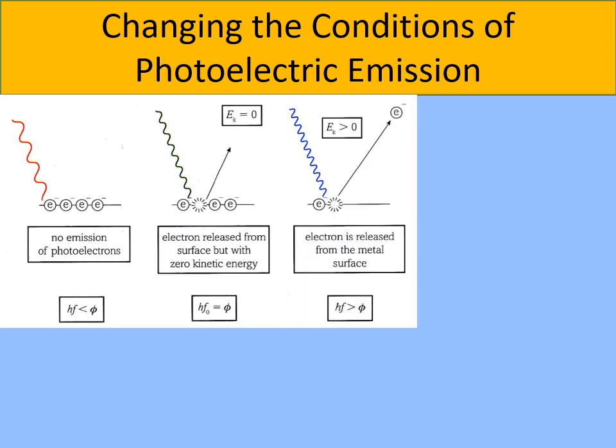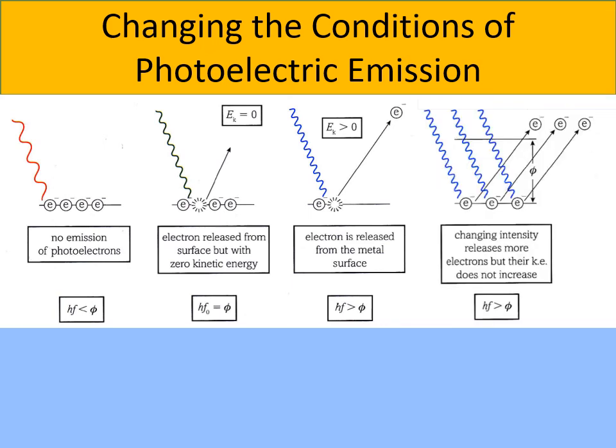Now in this third picture we have blue light. The incident radiation is above the threshold frequency, causing electrons to be ejected with some kinetic energy from the metal surface. Increasing the frequency of radiation further increases the kinetic energy of the photoelectrons.